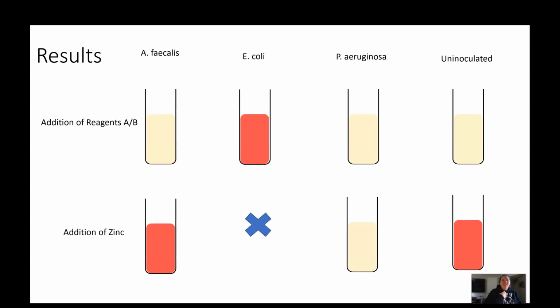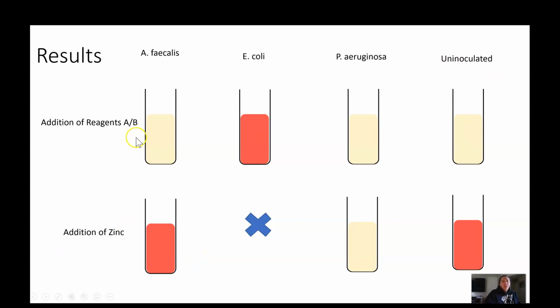Okay, so let's talk about some results here. If we were in lab, we would look at these three bacteria, Alkaligenes faecalis, E. coli, Pseudomonas aeruginosa, and we would also use an uninoculated tube as a really nice control to make sure, of course, that there's no contamination and that our reagents A and B and zinc are working properly.